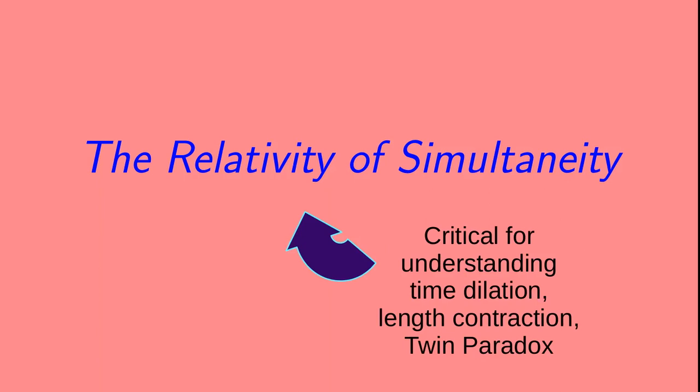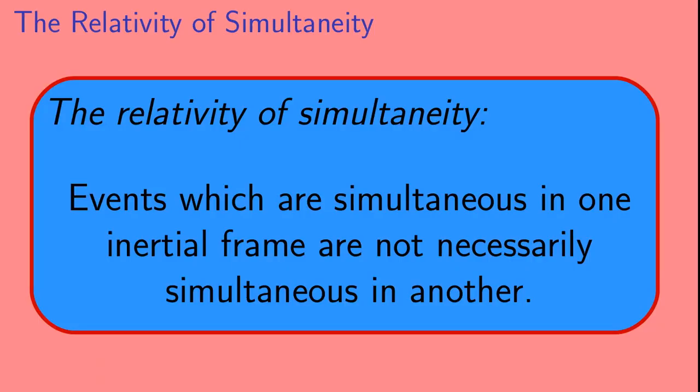Okay, so first we should talk about something called the relativity of simultaneity. It's critical for understanding time dilation, length contraction, and the twin paradox. Okay, so what is the relativity of simultaneity? It's basically the following. Events which are simultaneous in one inertial frame are not necessarily simultaneous in another.